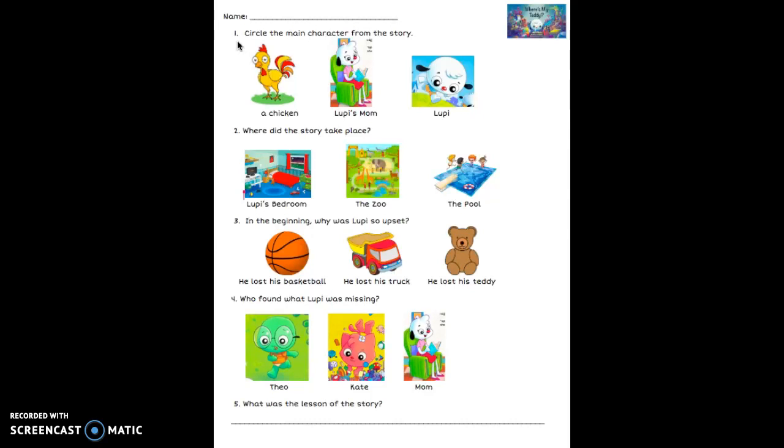Number 1, circle the main character from the story. So your choices are a chicken, Loopy's mom, and Loopy. Circle the main character from the story.